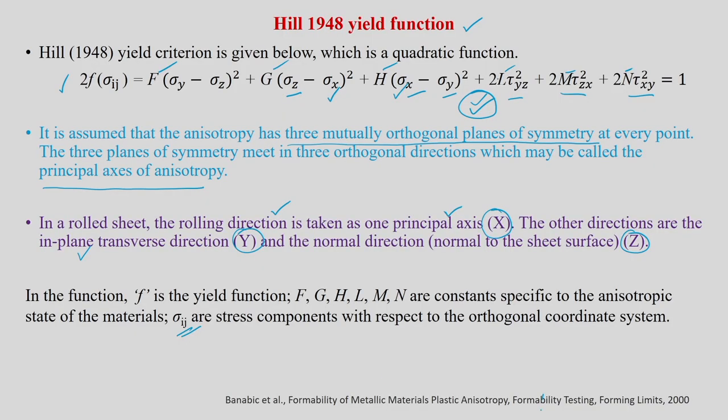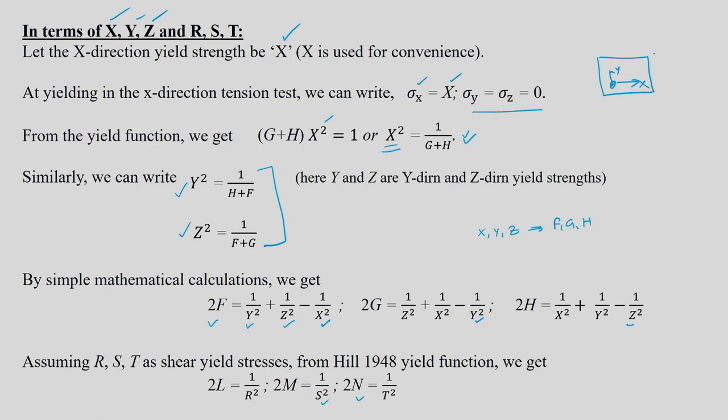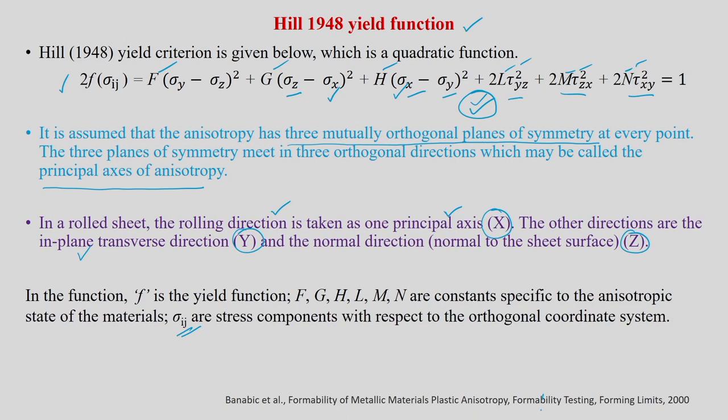Here, we are going to pick up this part, and we can get 2L equal to 1 by R square, 2M equal to 1 by X square, and 2N equal to 1 by T square. So now, the simplicity of this particular equation can be retained if you consider only the principal coordinate system. That's what we were doing right from the beginning, even in von Mises also.